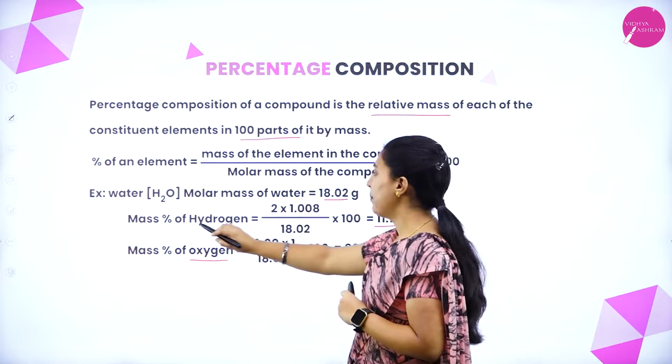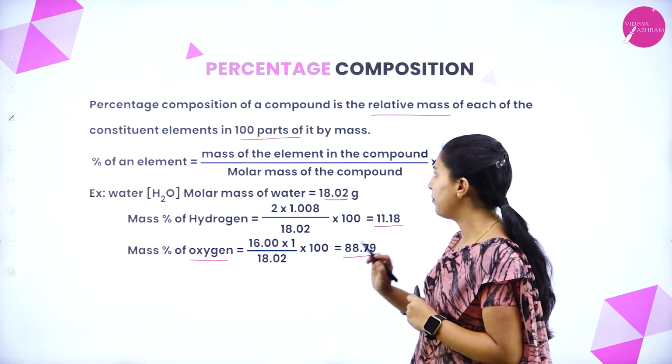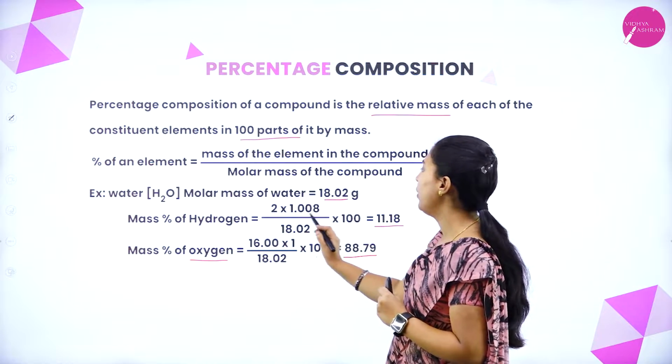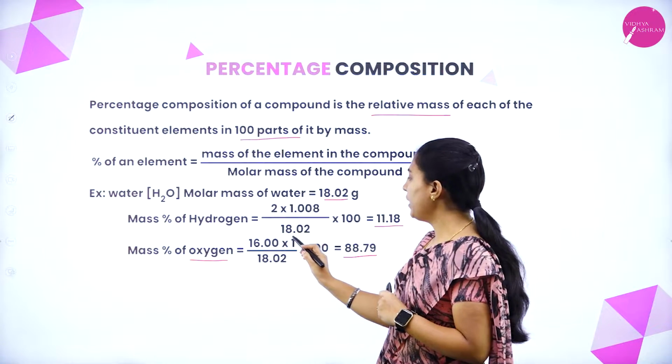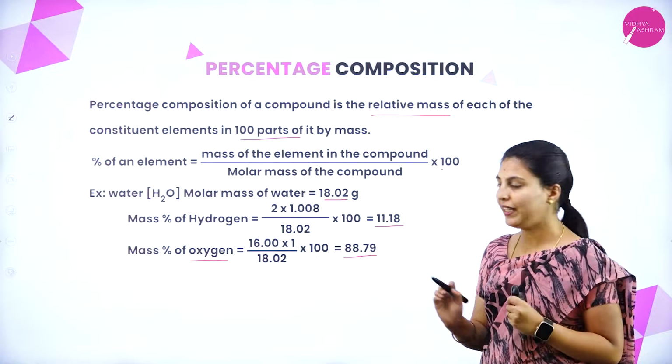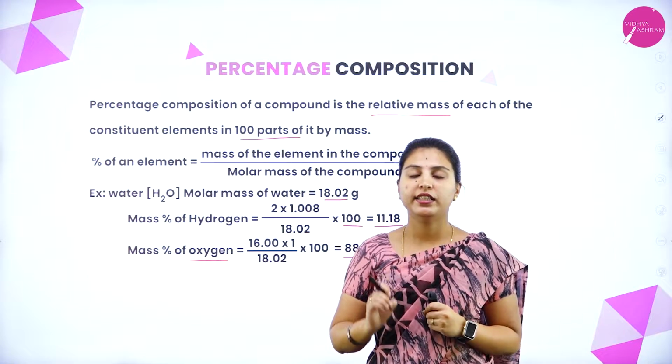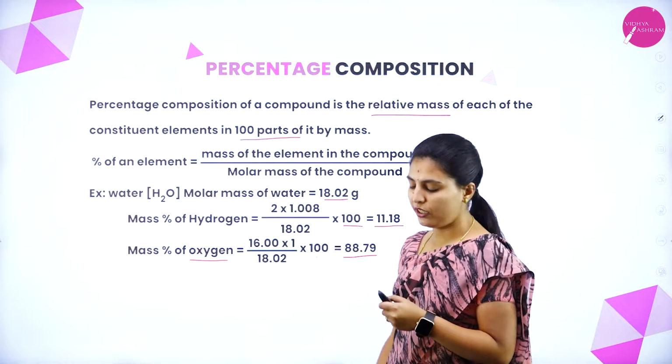Once again, percentage of an element can be calculated by the mass of each element, meaning the mass of any single element, divided by the overall molar mass of the compound, into 100. Why 100? We are finding the percentage. That's why we have to multiply by 100.